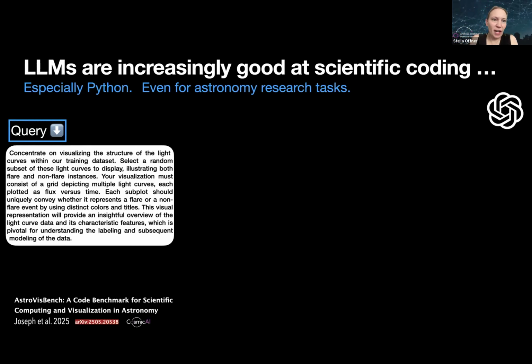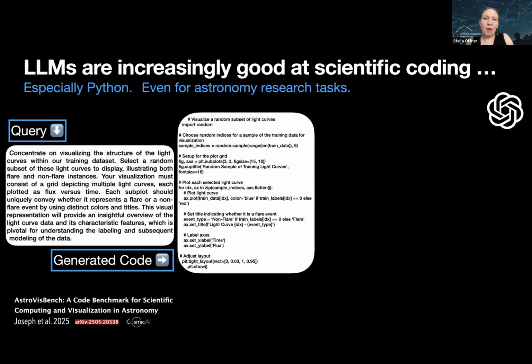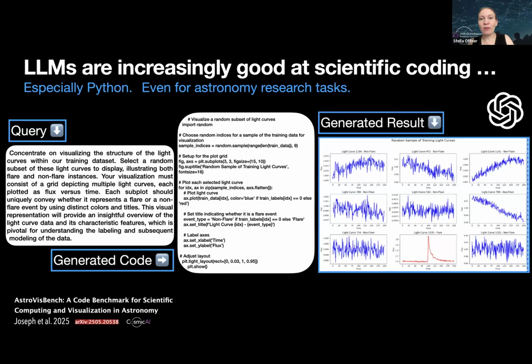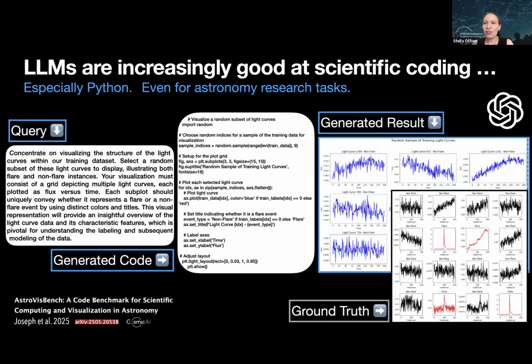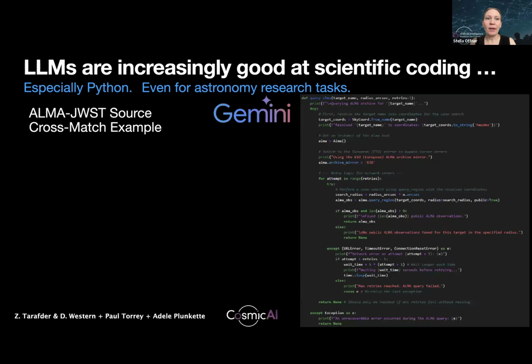So here's an example: concentrate on visualizing the structure of light curves within the training set, select a random subset. Then we asked the model, in this case GPT-4o, to generate a bunch of code in Python, and then run and give the result of that code. We focus specifically on visualizations. So here's its result, and here's the ground truth. And it actually did really well. And so we have an entire benchmark where we tried to evaluate how well these models did.